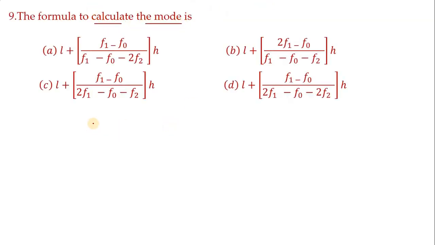The formula to calculate the mode, it is a direct question. So option C is correct, children. See, L plus F1 minus F0 by 2 F1 minus F0 minus F2 into H. So this is the correct one. So option C is the correct one. Move on to the next one.